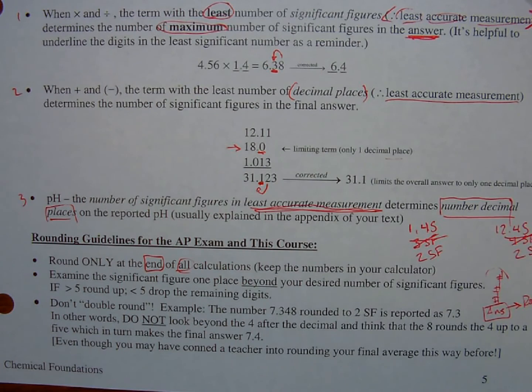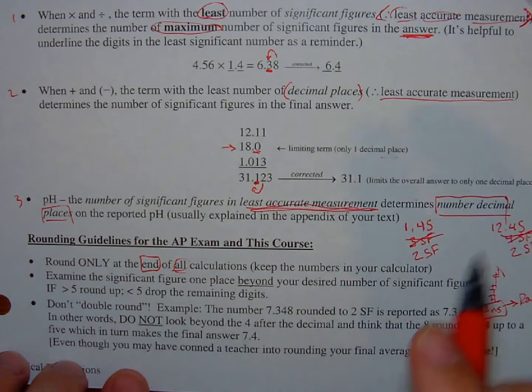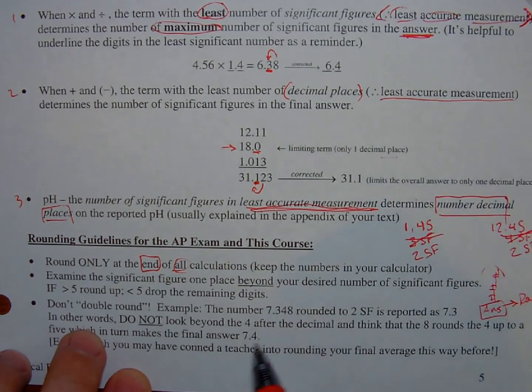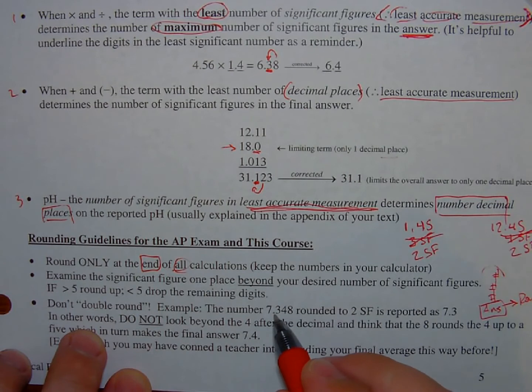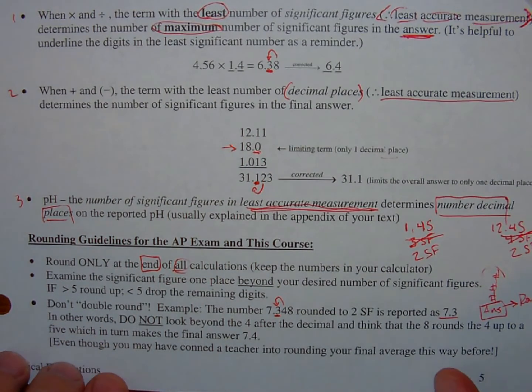Next up, don't double round. This is actually a temptation that a lot of students have when they're, from what I see, a little bit on the nervous side. We look at the number here, and if we're trying to round it to two significant figures, that means I would round it to right there, right? And this 4 is less than 5, so I drop the remaining digits, and so I would report it as 7.3. That's the correct way to do it.